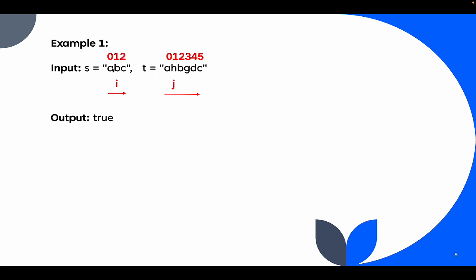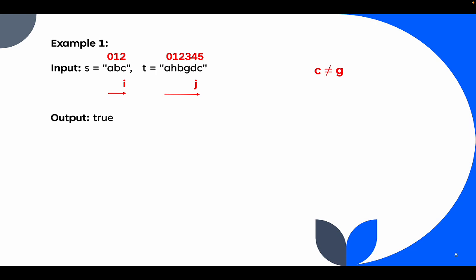Now our pointer I is at the second position, which is the letter B. We check, is B equal to H? No. So we increment the second pointer to the third character. Is B now equal to B? Yes, this is valid. Now we increment I to the last index, which is C. Is C equal to the character at J here? No. So we increment the J index.